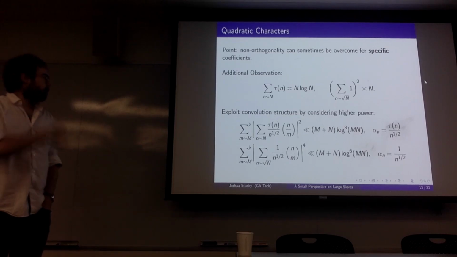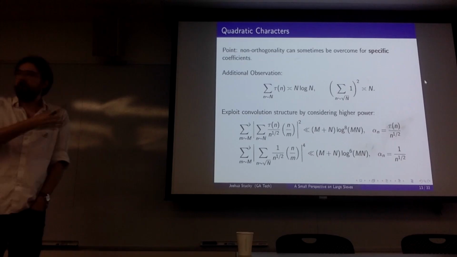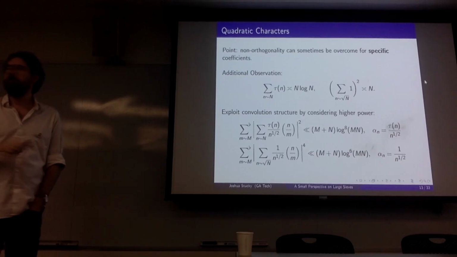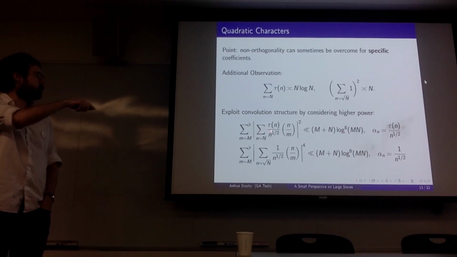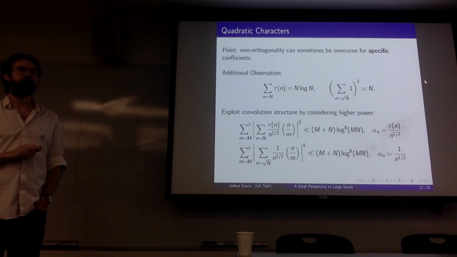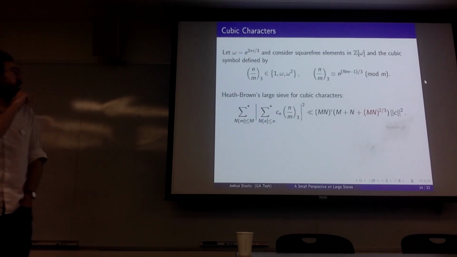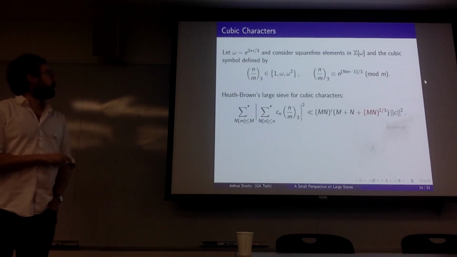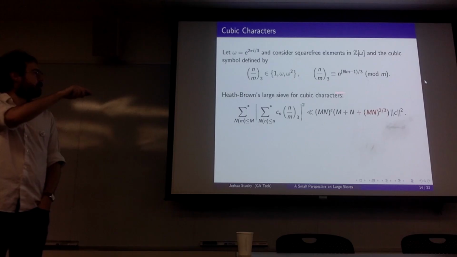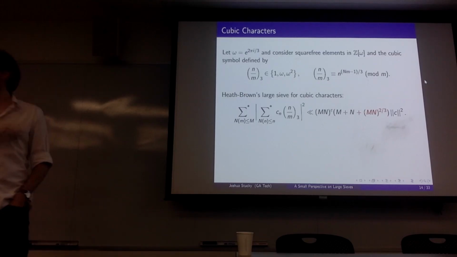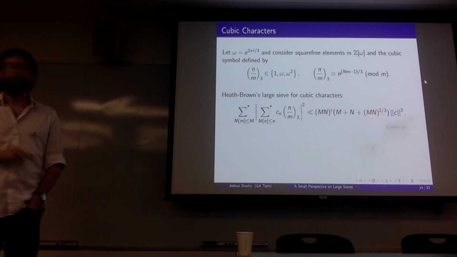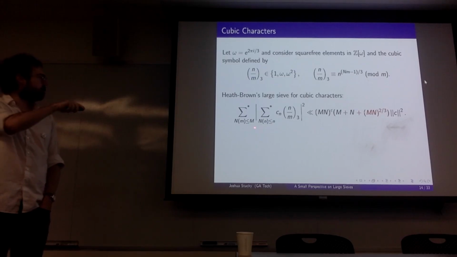So, this is an additional trick that you can maybe sometimes take advantage of if you have additional convolution structure here. Okay. I'll briefly talk about cubic characters. So Alex did a great job of introducing these things. I won't dwell on the cubic residue symbol here. There's the definition. And Keith-Brown's large sieve for cubic characters gives you the optimal thing.